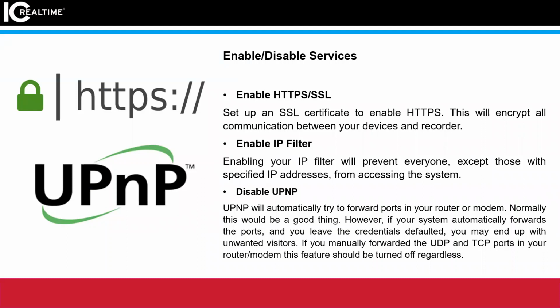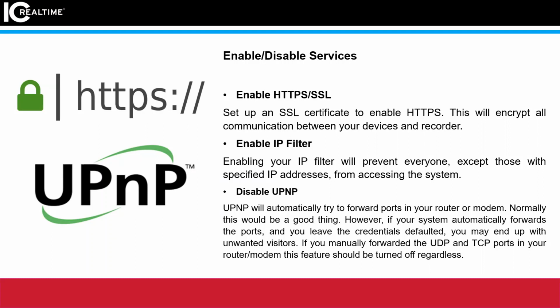Now we're going to talk about enabling and disabling of essential and non-essential services. One thing we've done here is we've basically done many of these things for you as they come out of the box disabled, but you do want to make sure that you don't enable any of these services. So if you have to port forward, utilize HTTPS and create an SSL certificate.